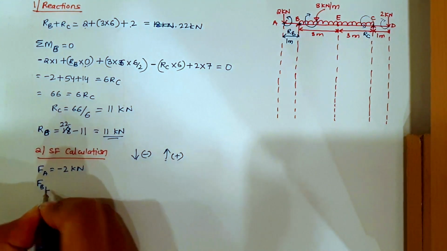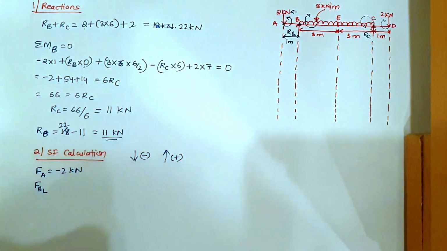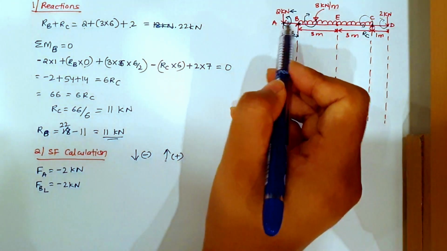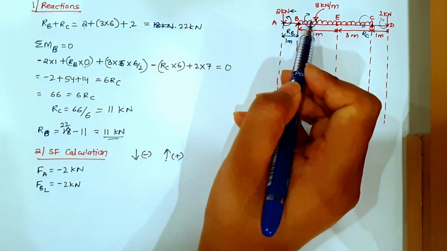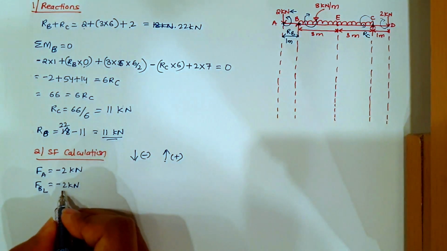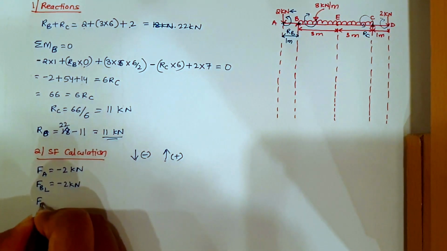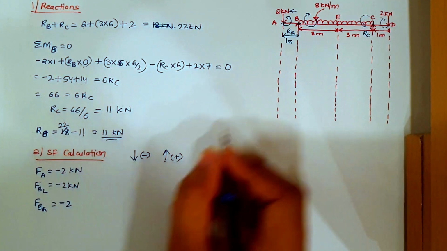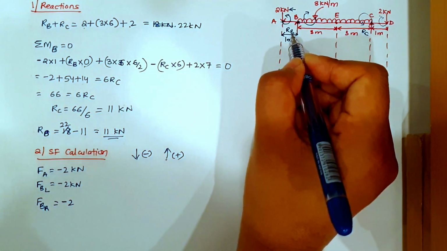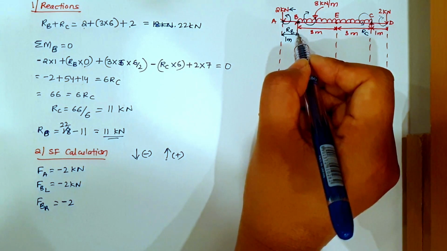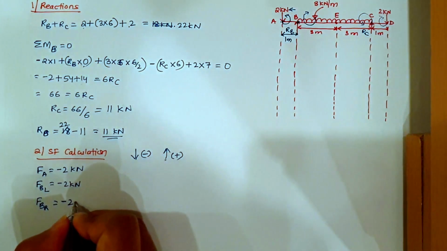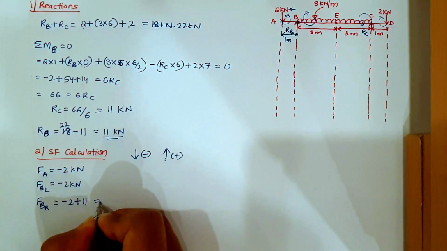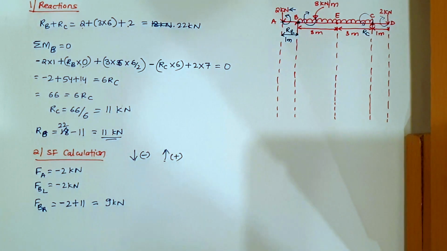Force at B, left hand side of B. Left hand side will be this direction of B. What was the last force we got? Minus 2 kilonewton. Is there any force between A and B? There is no force acting between A and B, so it will remain minus 2 only. Now force at B, right hand side of B, will be equal to minus 2, the last force we got. Now at B we have a reaction RB, which is coming from bottom to top. So bottom to top is plus. RB was equal to 11, so this will give you 9 kilonewton.